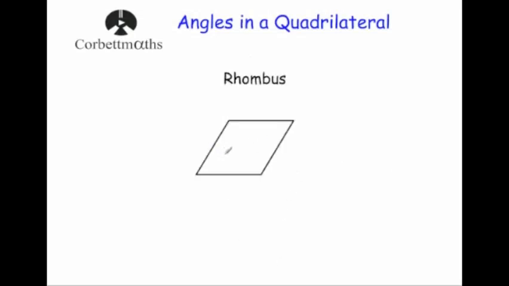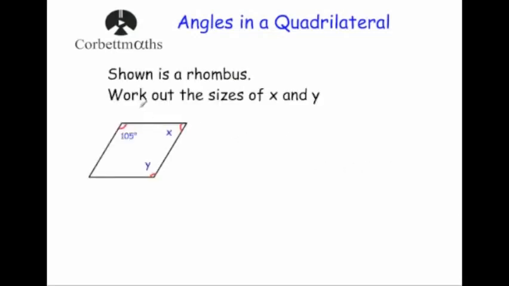Next, a rhombus. Again, a rhombus, the opposite angles are equal to each other, and the acute angle and the obtuse angle will also add together to 180 degrees. Very similar, the same as a parallelogram. Okay. So here, it says work out the sizes of angles x and y. Well, again, the opposite ones are equal to each other. So if that's 105, y is going to be 105.